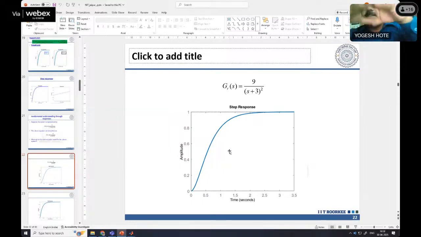Yeah. Hello. Sir, suppose the second pole is not at 10, it is at 2. So s plus 1, s plus 2. Then also we can make the response the same by neglecting the pole at 2. No, that's why I'm saying to you.